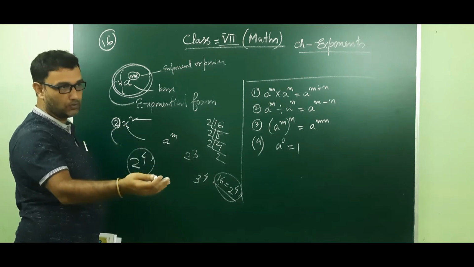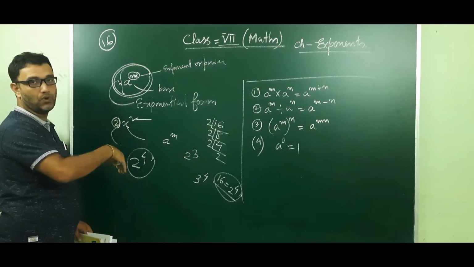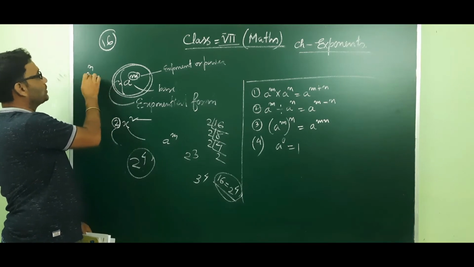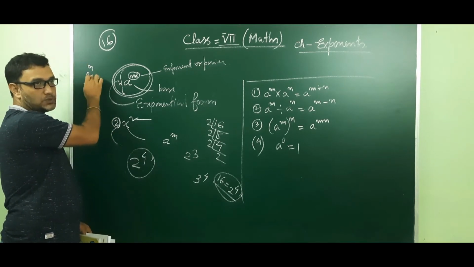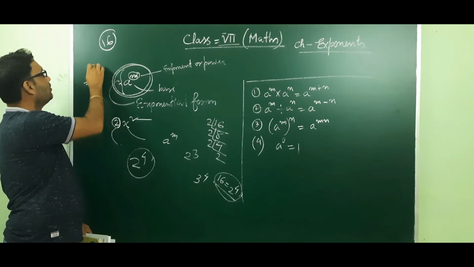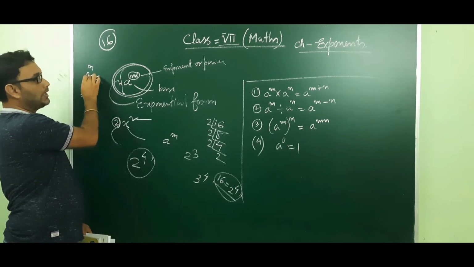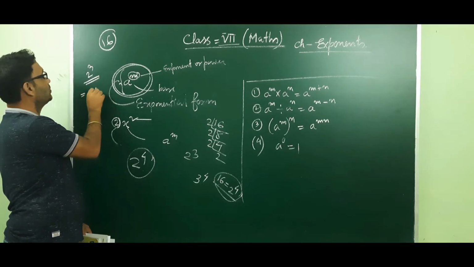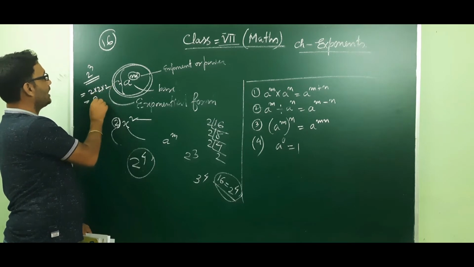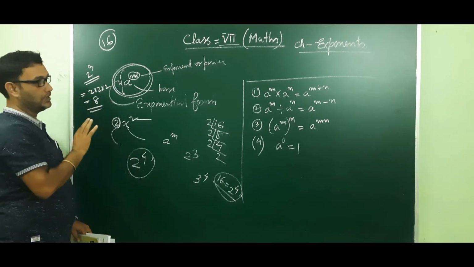Similarly, from exponential form you can convert into simplest form also. Suppose the question given is 2 cube. This 2 cube is in exponential form. If you are going to convert it into simplest form, what will you write? 2 cube means how many times 2? 3 times 2, that means 2 into 2 into 2. That means 2 twos are 4, 4 twos are 8. So your answer will be 8.